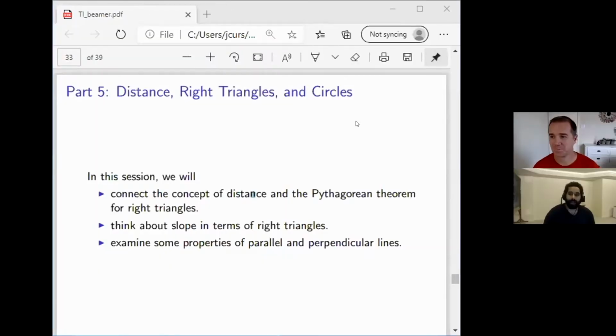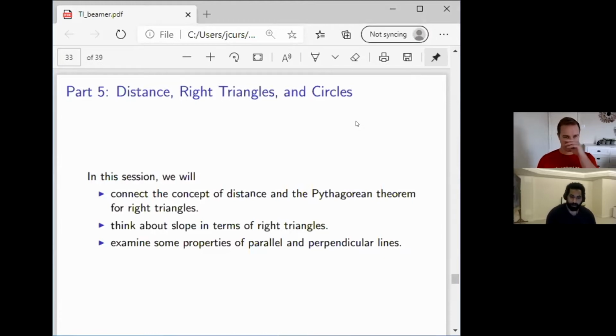So this last one is really all about tying geometry and algebra together in some sense. This is what all these lectures have been doing when we think about congruence in terms of rigid transformations, and similarity in terms of those rigid transformations plus dilation. This time, let's dig into some concepts we know and see how we can relate algebra and geometry. We're going to review distance and the Pythagorean theorem, think about slope in terms of triangles, and look at some properties of parallel and perpendicular lines.